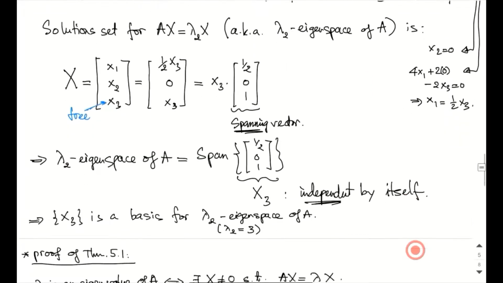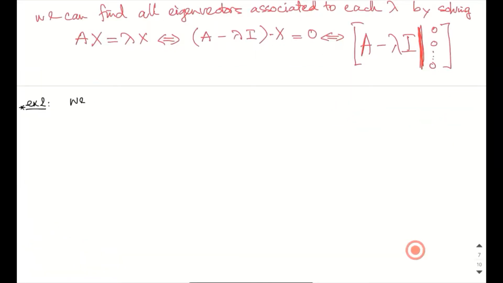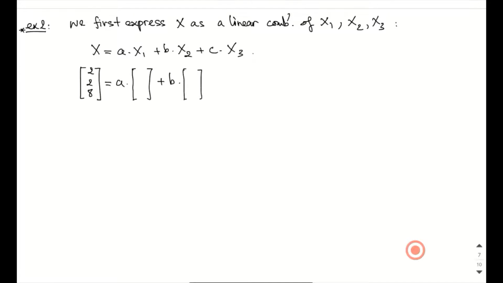And now let's consider example number 2. Using the result in example number 1 to compute A to the power 100 times x, where x is the column vector 2, 2, 8. We first express x as a linear combination of x1, x2, and x3. So we want to write x as A times x1 plus B times x2 plus C times x3. But x we know is 2, 2, 8. What is x1? What is x2? And what is x3?